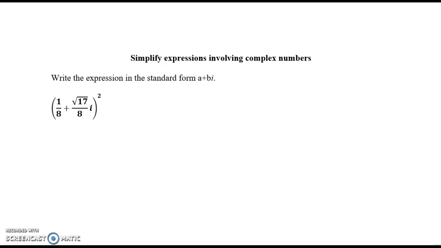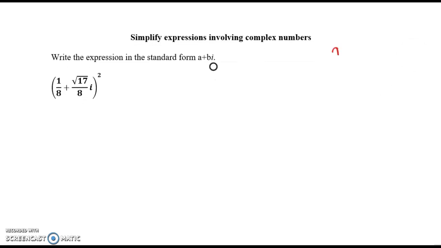In this video, we're going to learn how to simplify expressions involving complex numbers. Complex numbers are numbers of the form a plus bi. So any number of the form a plus bi is termed as what? A complex number. Where a is your real part, and the b is your imaginary part, and we call the i the imaginary unit.